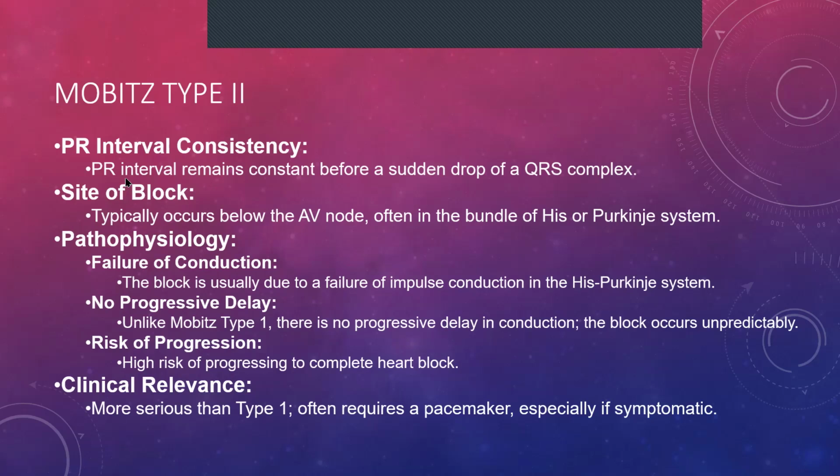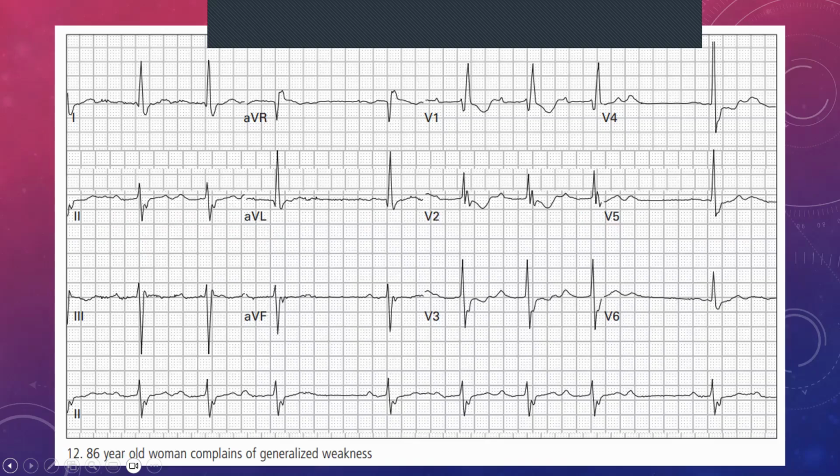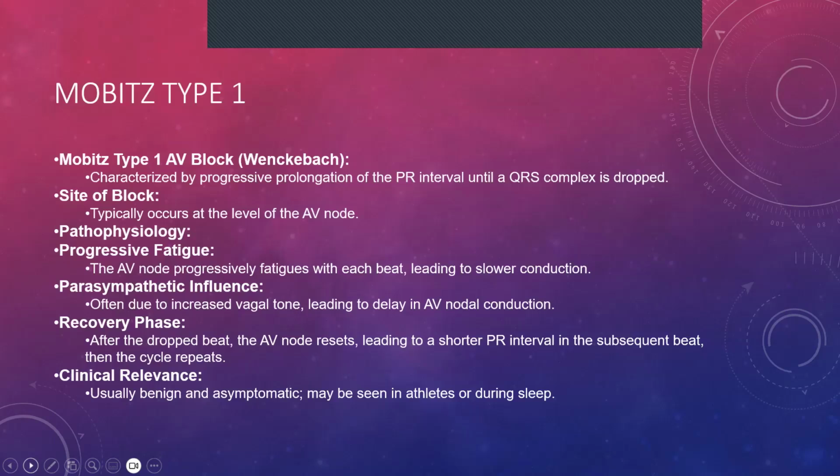So what happens is the PR interval remains constant before the drop. So what that means is that compared to this one, where the PR interval slowly lengthens, in Mobitz type 2, your PR interval is the same. Now, whether it's elongated or it's within normal, that's not much of a difference. The thing is that it remains constant, and then eventually you get a drop beat like what we have. So that's the difference. And that is the major difference. And if you can remember that, you'll always remember Mobitz type 1 and Mobitz type 2.